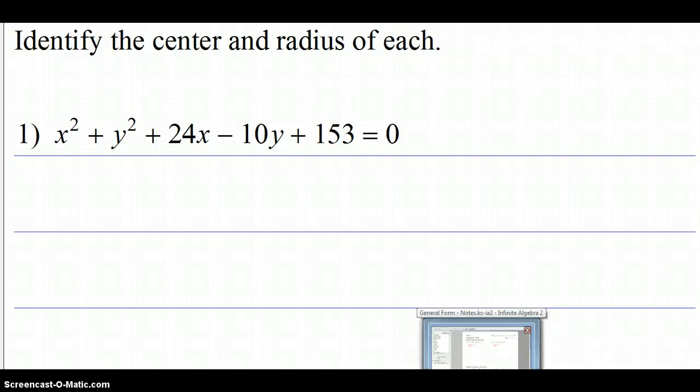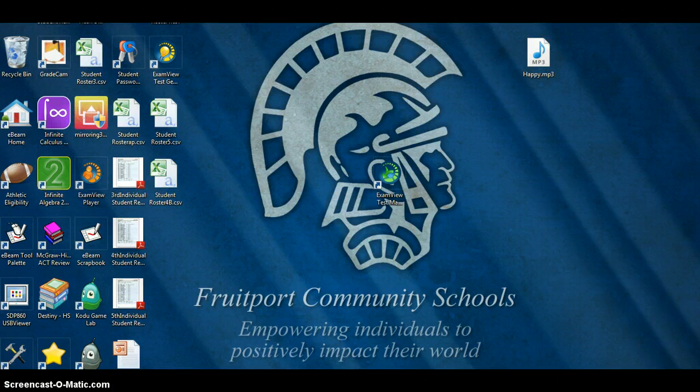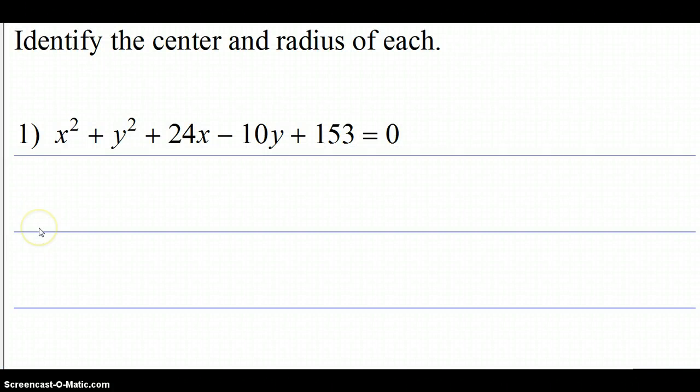What we're going to look at today is how to get an equation that is in general form into standard form. And the way we're going to do that is there's quite a few steps. So I want you to write these steps down, and then I'll show you what they look like.